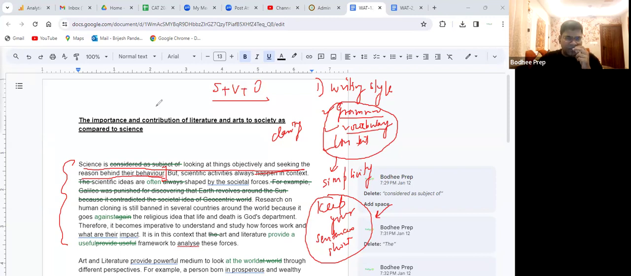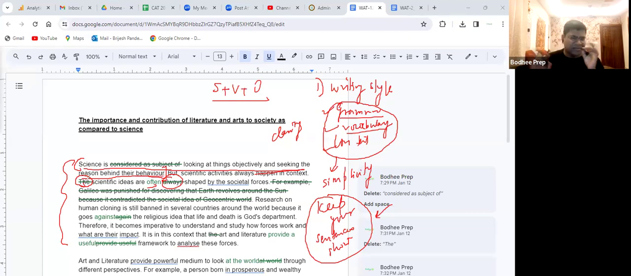So that sentence could have been simplified further. But scientific activities always happen in context. The scientific ideas are often shaped by societal forces. Now I have made some changes here. You have put "always"; I have said no, don't use "always", use "often". Don't put the article "the" because it is not required. The article "the" means you're talking about something specific. So there is no need.